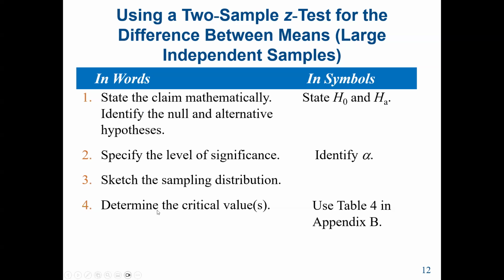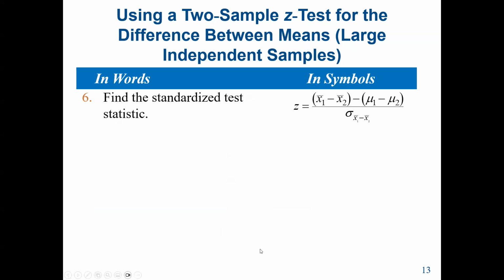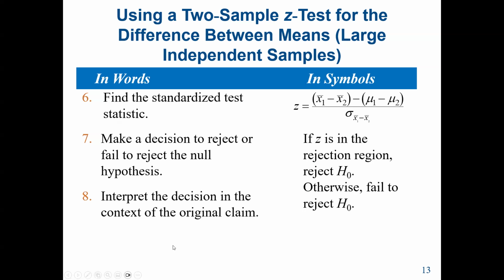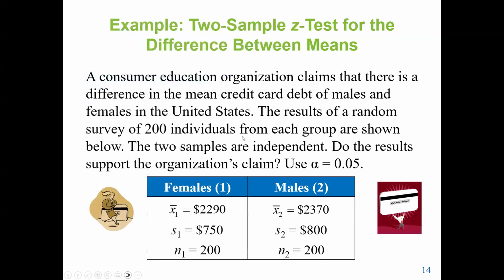Now, how do we determine the critical values? We use Table 4 in our textbook, which is Appendix B, to find the critical value. Then, if we know the critical value and we know the test statistic, we can find the rejection region. So we find the test statistic, and then we make a decision to reject or fail to reject the null hypothesis. Normally, if the z is in the rejection region, then we reject H0. Otherwise, we fail to reject H0. Then next, we have to interpret the decision in the context of the original claim. Now, let's see an example.